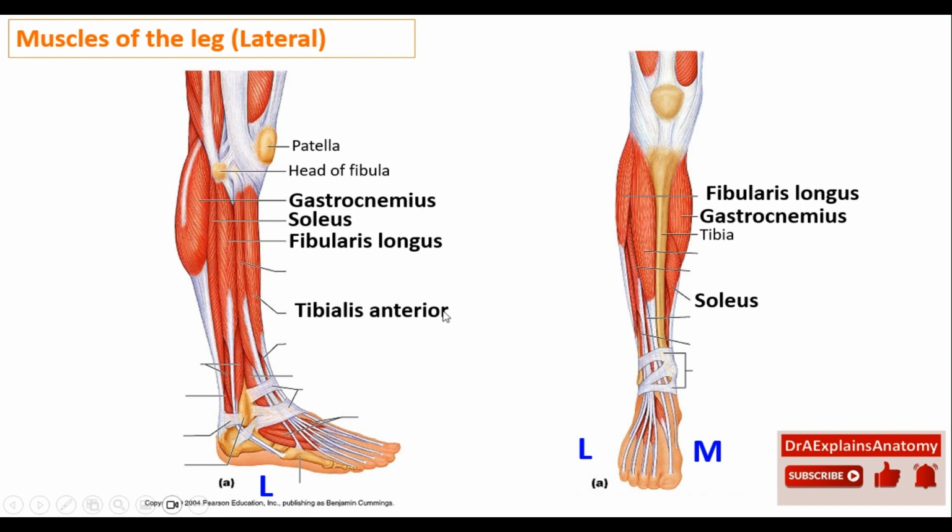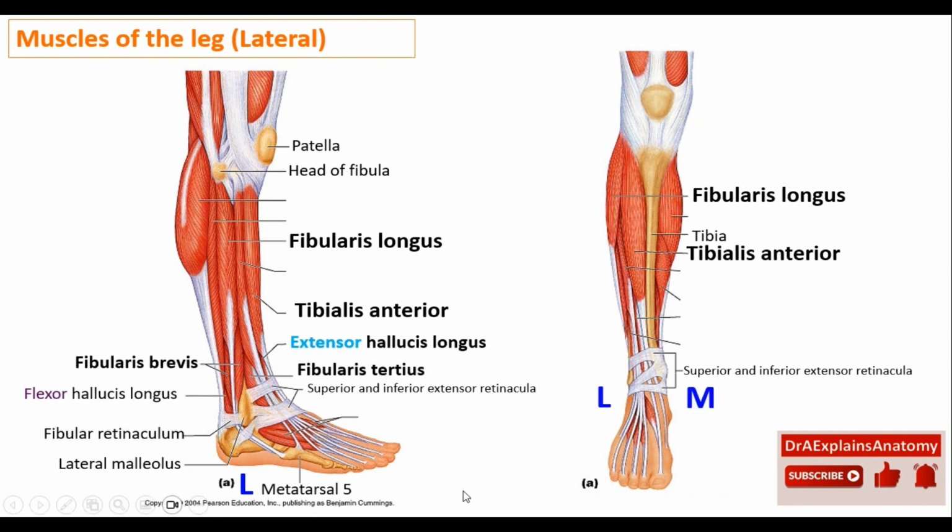Whereas this is the tibialis anterior muscle. The tibia is the medial bone in the leg. We can see the tibialis anterior muscle right here. So fibularis longus, tibialis anterior muscle. Right under the fibularis longus muscle, we have the fibularis brevis muscle, which is also on the lateral aspect of the leg. We can also see the extensor hallucis longus.